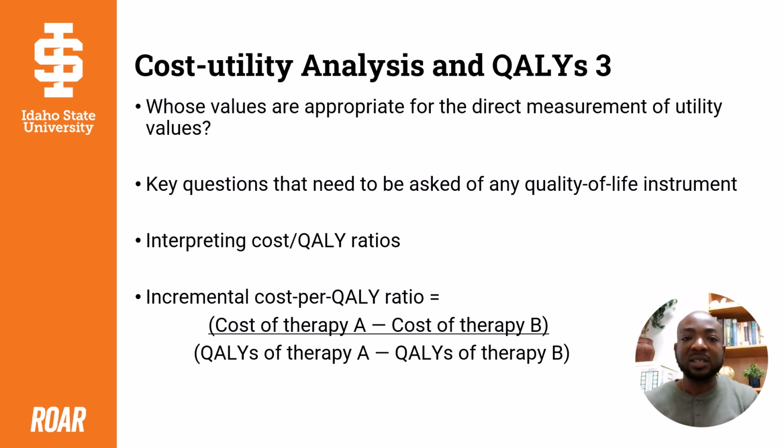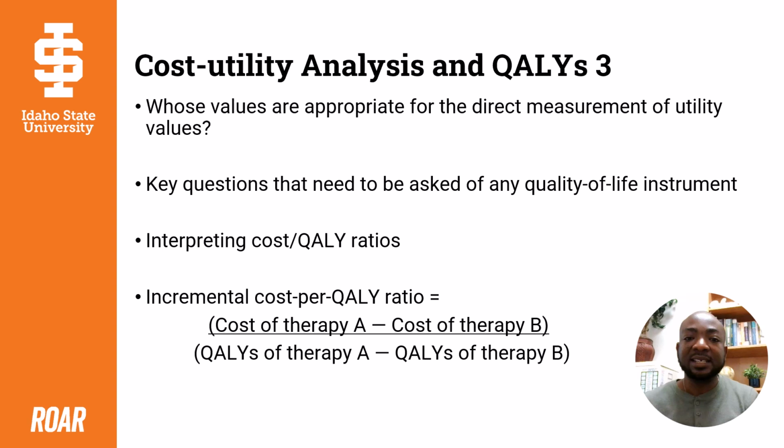So whether or not a cost-per-QALY ratio is acceptable in terms of cost effectiveness is very much dependent on the healthcare technology being evaluated and the aims and objectives of the research. The question that must be asked is whether or not the incremental ratio is higher or lower than the decision maker is prepared to pay per unit of health benefits.